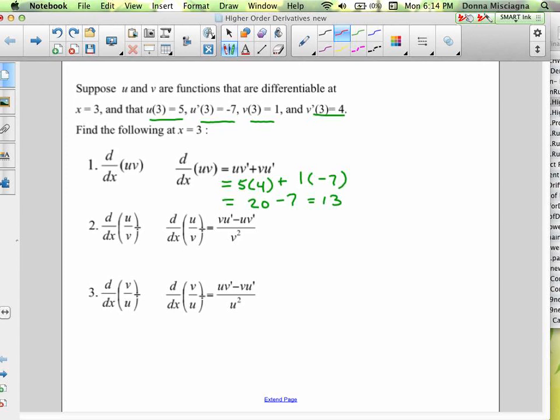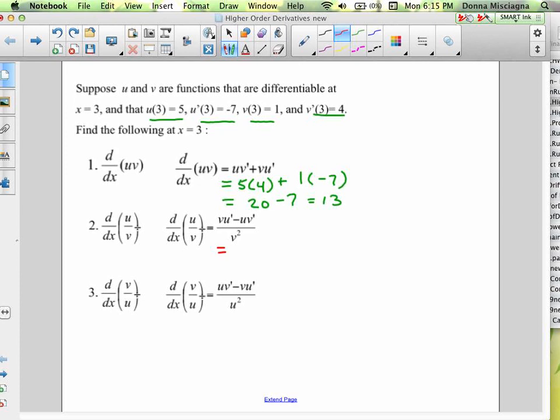Now how about what if we had a quotient? We know that if we have a function that's a quotient of functions, we're going to use the quotient rule. So the derivative of u divided by v is going to be the denominator times the derivative of the numerator minus the numerator times the derivative of the denominator, all over the denominator squared.